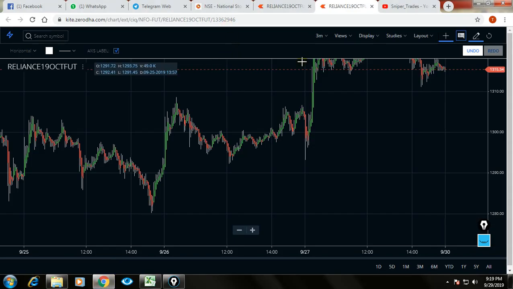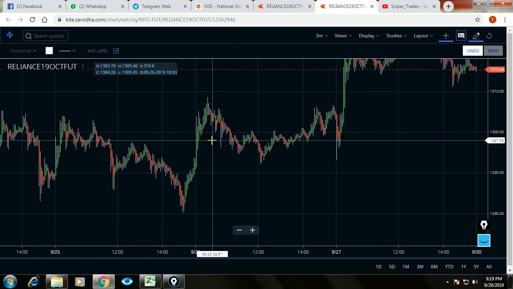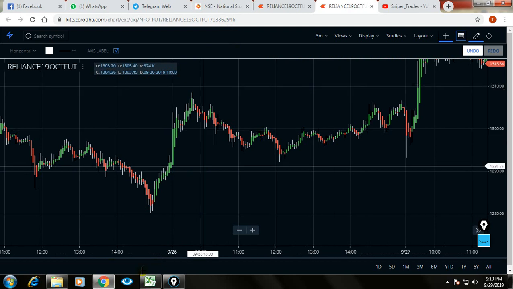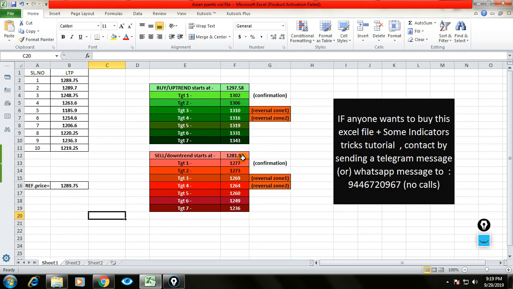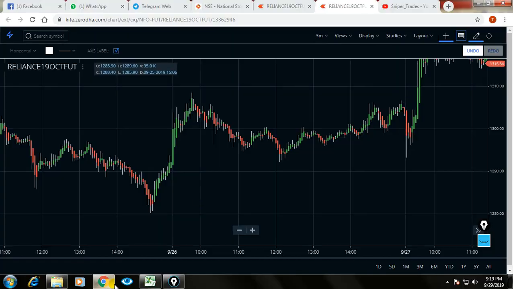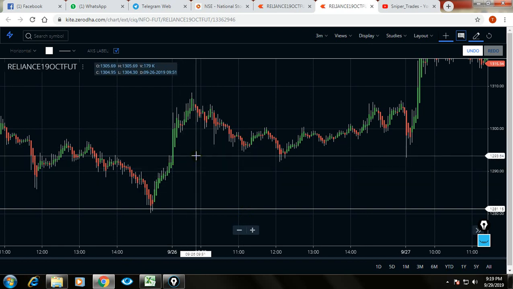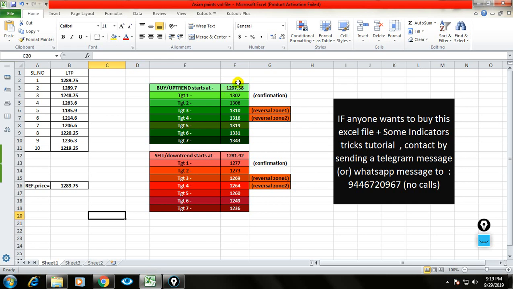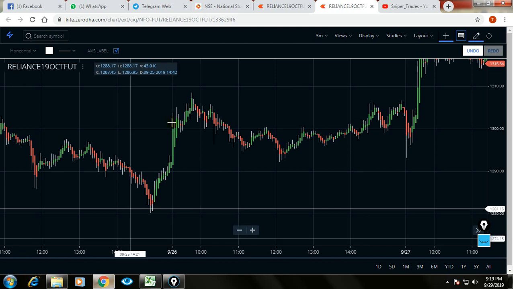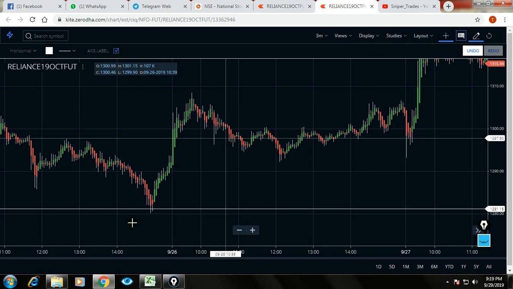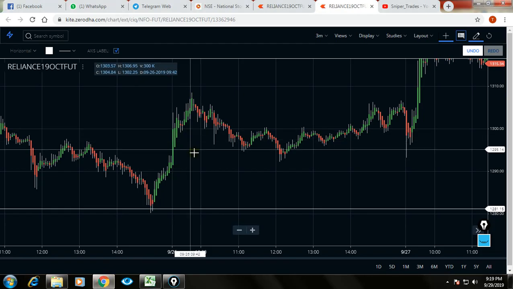Now let's go back to the 26th chart and mark the levels. It says the downtrend starts at 1281.92. Okay, let's mark it anyway. The price has not reached that level on 26th September, but the uptrend level is activated. 1297.58 is the uptrend level.